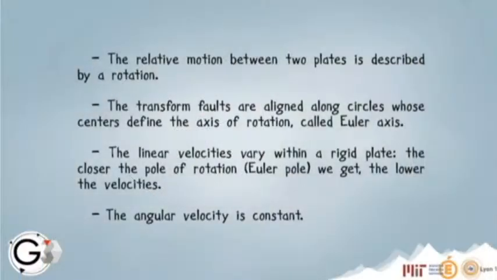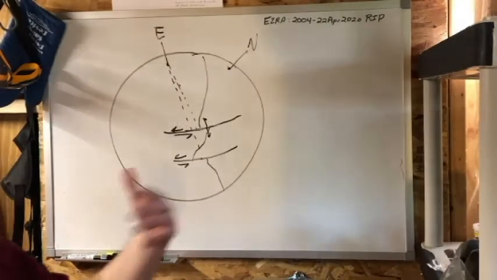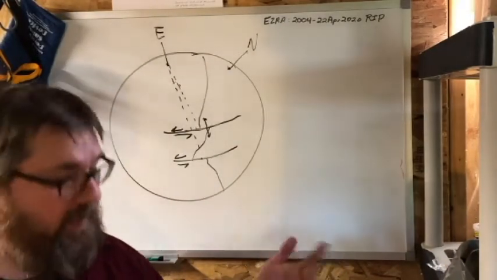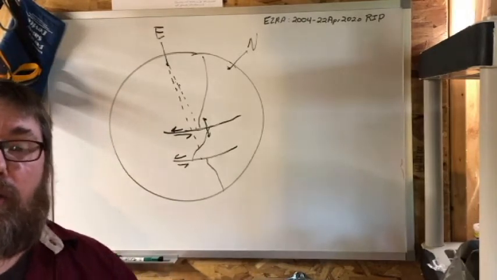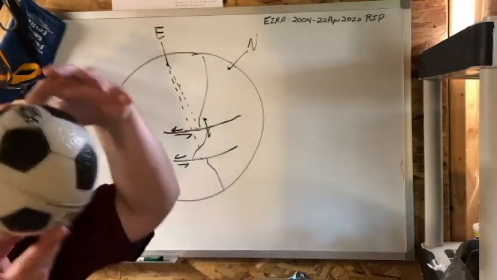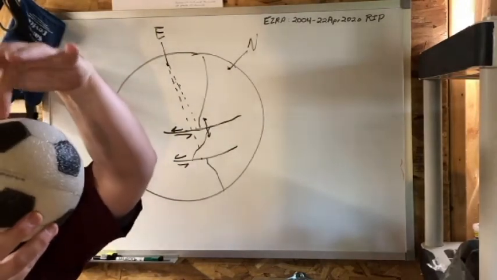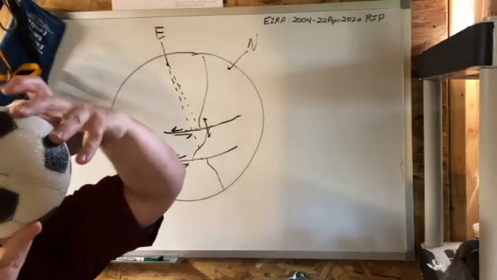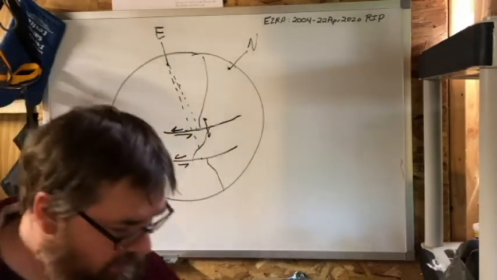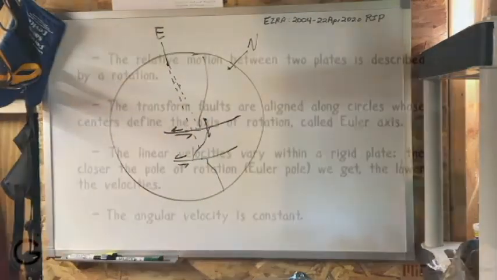Okay, so the linear velocities vary within a rigid plate, which is our lithosphere and our crust. The closer the pole of rotation, the Euler pole we get, the lower the velocities. That's that linear velocity I was telling you about. When I said linear velocity changes, just like it does on any rotating object, you know, it's our rotating Earth, our linear velocities here are faster along our equator than they are at 60 degrees north or south. Those change. It's the same thing with our Euler poles because they are axes of rotation.